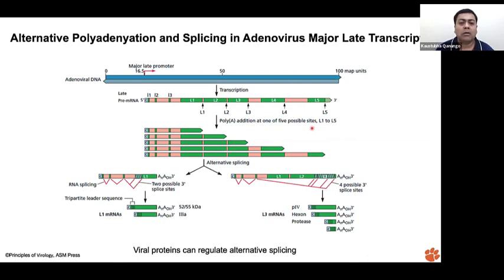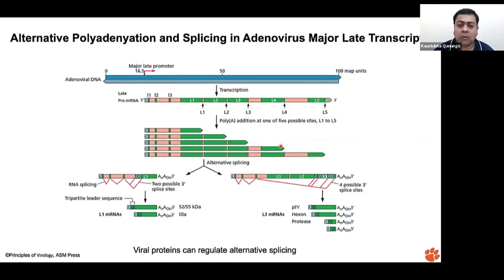So in the early phase, when the adenovirus is replicating, the cleavage only happens in here, and only the L1 transcript is formed. And then as the infection goes into the later phases, all other mRNAs are produced as well. So these are now the pre-mRNAs that have been produced at different times.